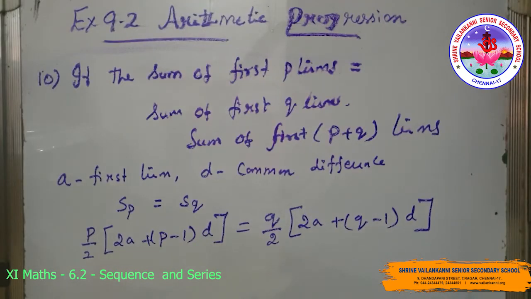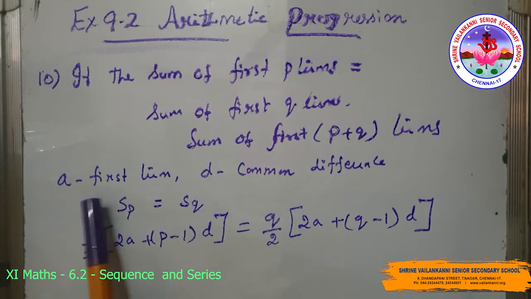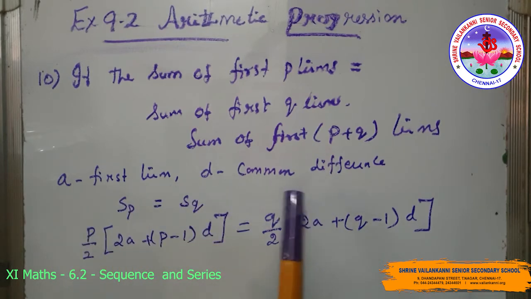Tenth one, if the sum of the first P terms of an AP is equal to the sum of the first Q terms, then find the sum of the first P plus Q terms. So the sum of the first n terms is Sn equal to n by 2 into 2a plus n minus 1 into d. So using that formula, a is the first term and d is the common difference.